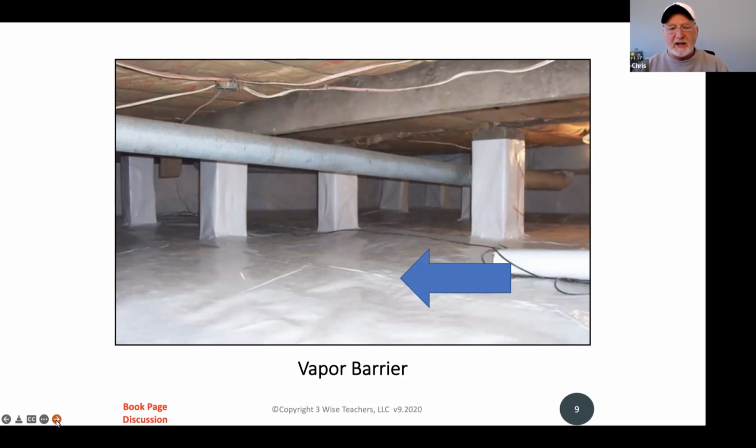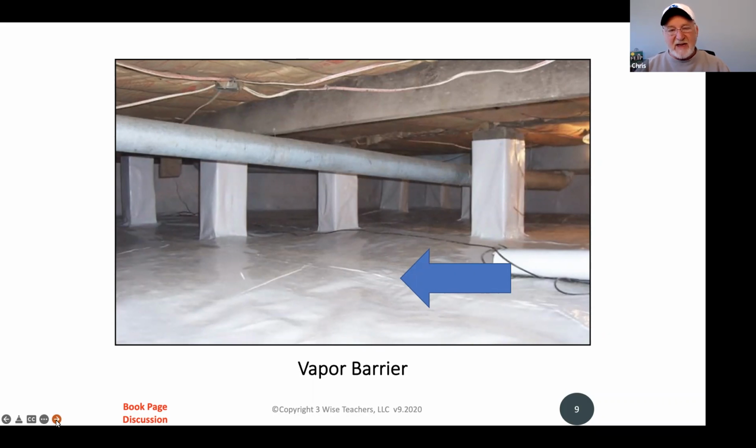Fortunately, this is exactly what it looks like. When we talk about a vapor barrier, if you can't tell what that is, it's a sheet of plastic that's laid on the ground. Below that is just going to be bare soil. And you can see in this case, they wrap the piers as well. We haven't introduced that word yet, but the piers are part of the foundation for holding up the house.